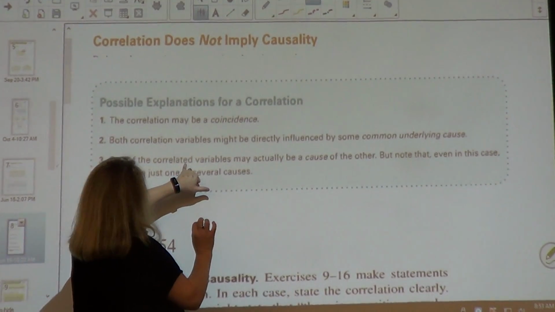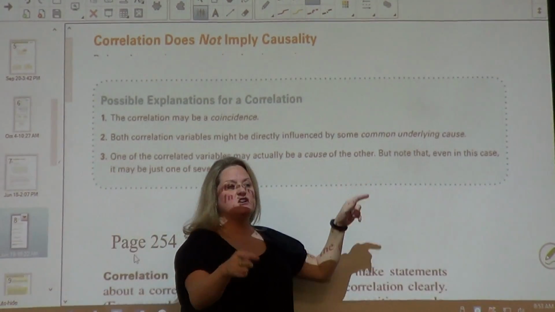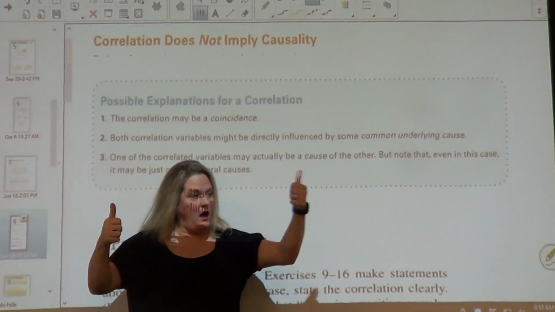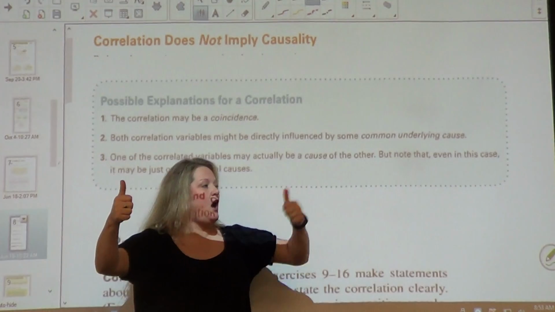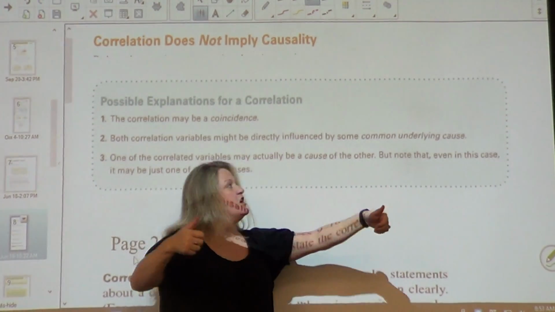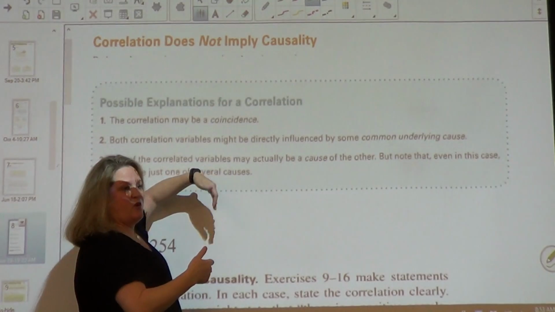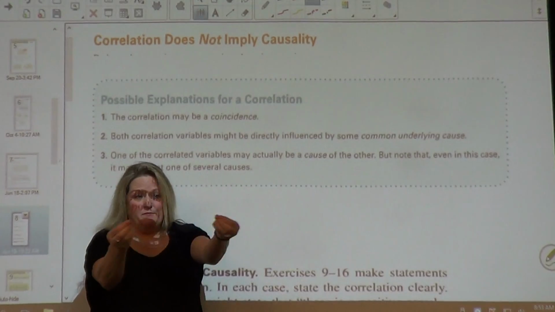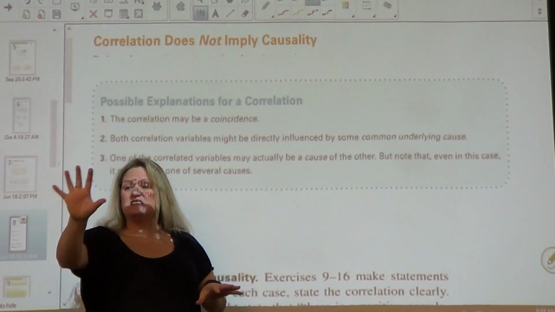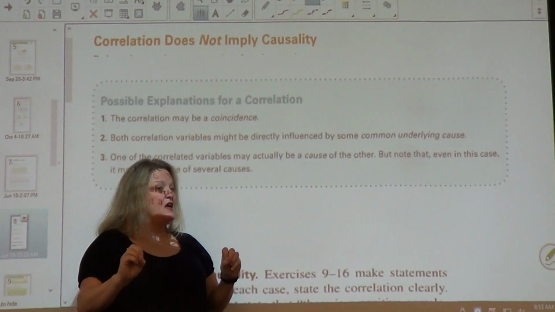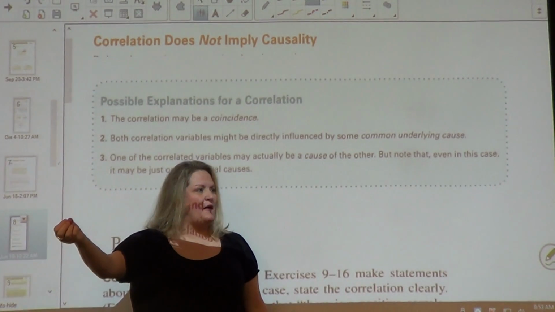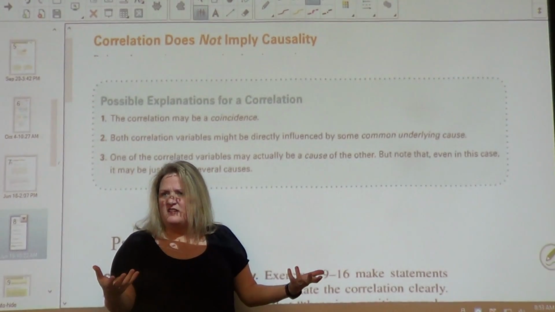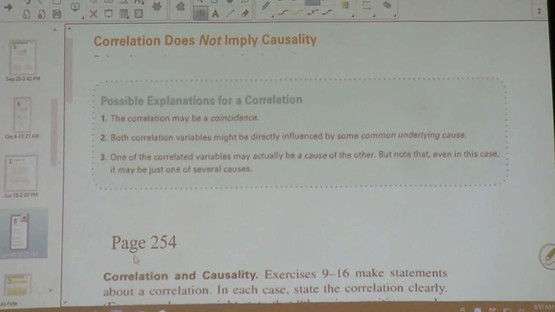One of the correlated variables may actually be the cause of the other. Me eating more is the cause of me gaining weight. So this caused this to happen. So these are some different reasons for a correlation. It may happen by accident or by coincidence. There may be some things in between that cause it, or this may have directly caused this to happen. Hey, if you study for a math test, that may cause you to have a good grade. Who would have thought? So, we're going to do some problems.